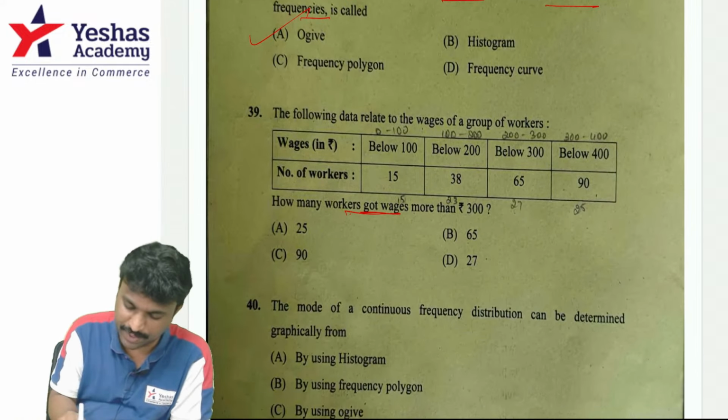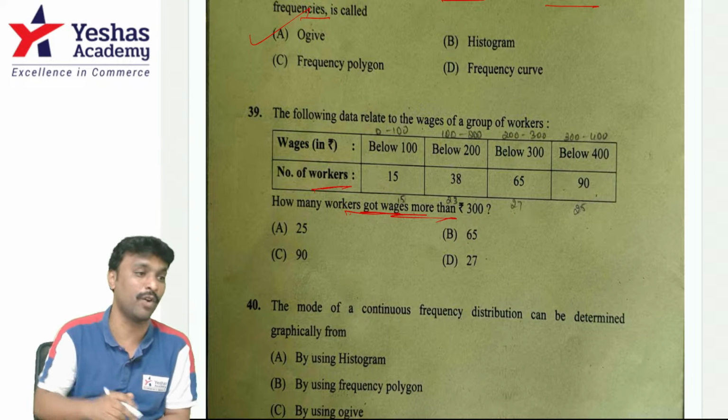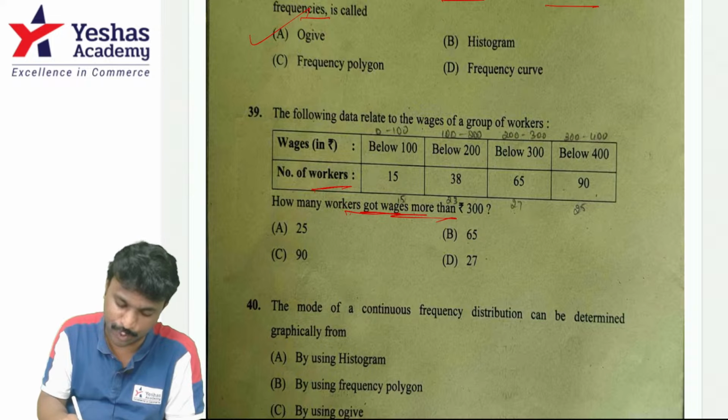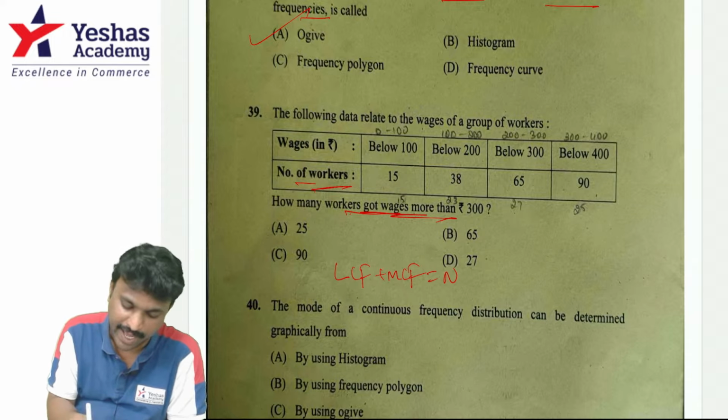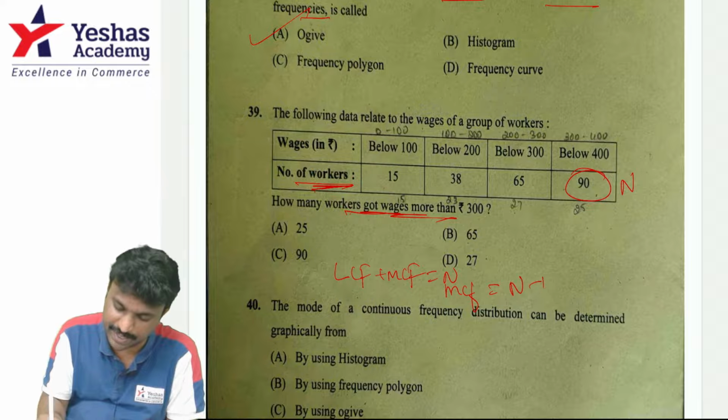Guys, how many workers got more than 300? What they have given is LCF. What they have asked is MCF. Guys, you know LCF plus MCF is always equal to capital N. In the LCF, the last cumulative frequency is only capital N. So they are asking us to find MCF. It is N minus LCF.